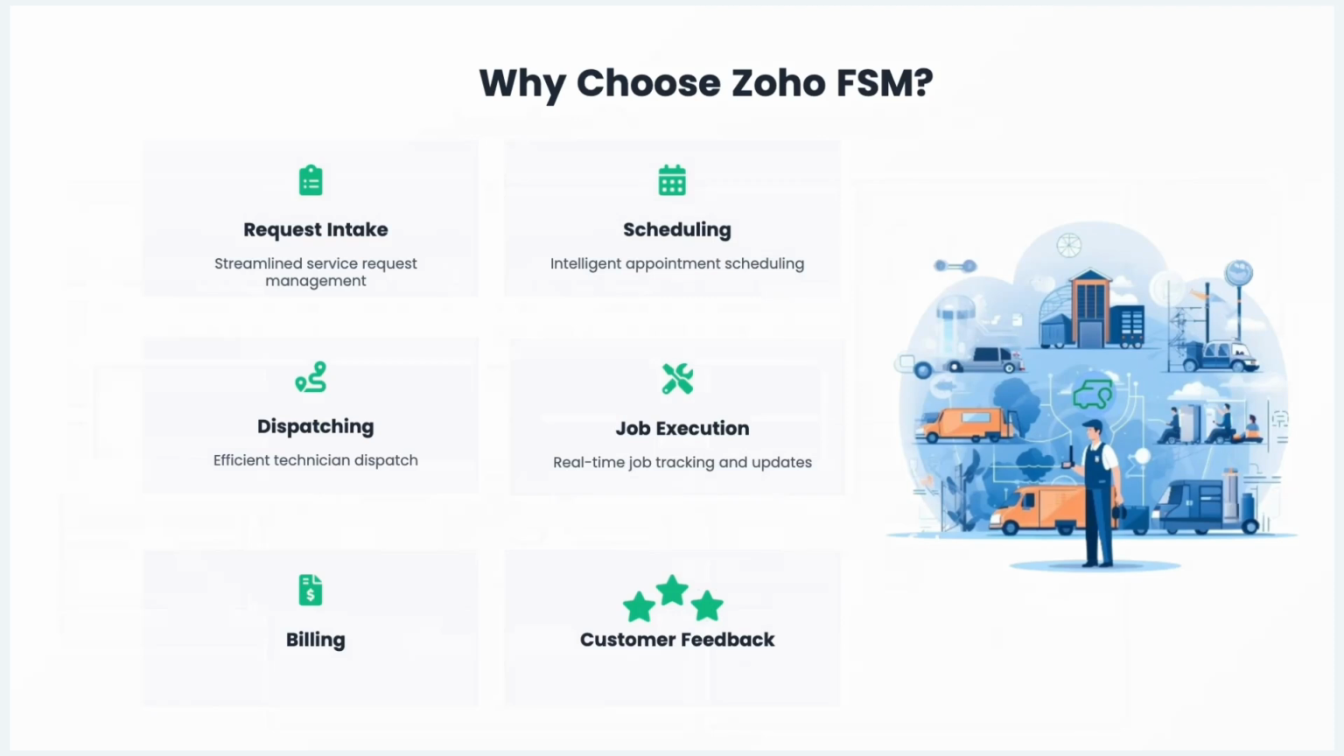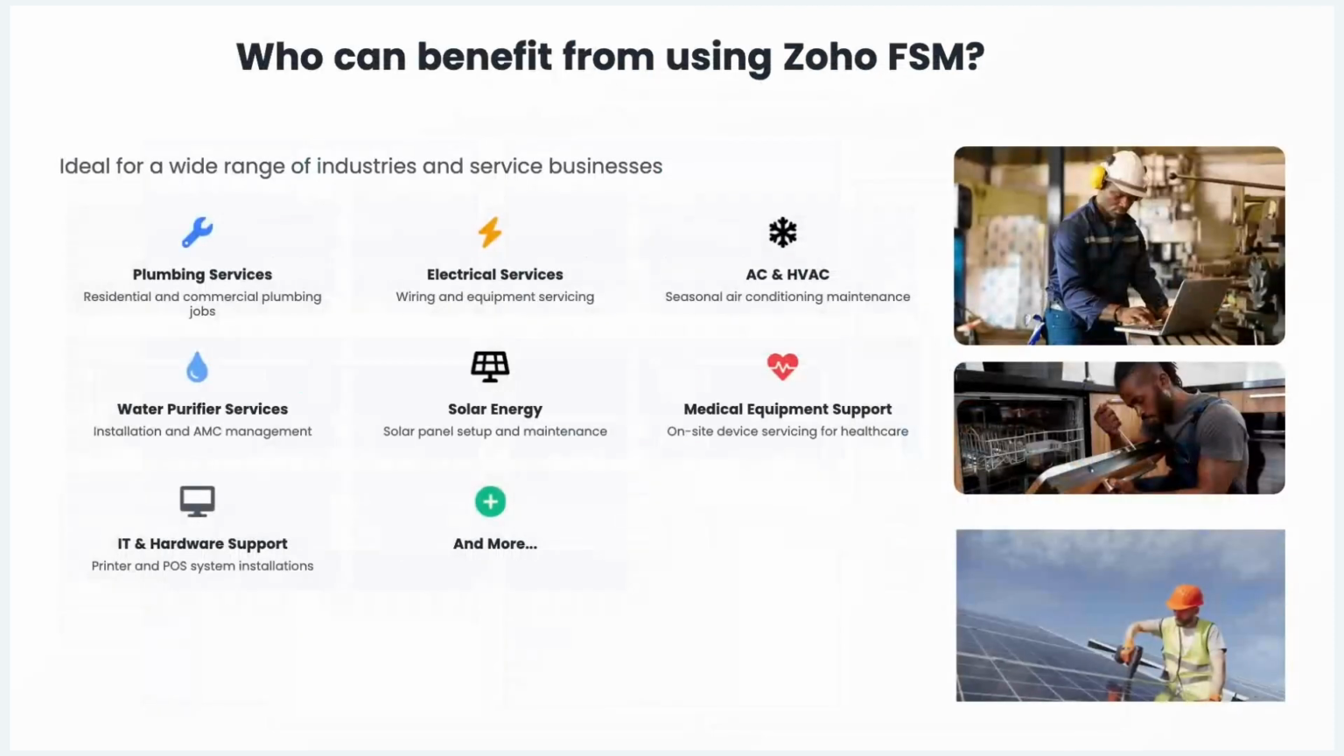Now let's see which industries will benefit from using Zoho FSM. Industries like plumbing, electrical services, heating, ventilation, and air conditioning services, water purifiers, and businesses that do solar panel installation can also use it. And then we have medical equipment support, IT and hardware support, etc. For today's session, we will be focusing on plumbing service scenarios to demonstrate how Zoho FSM can make service operations efficient and trackable.